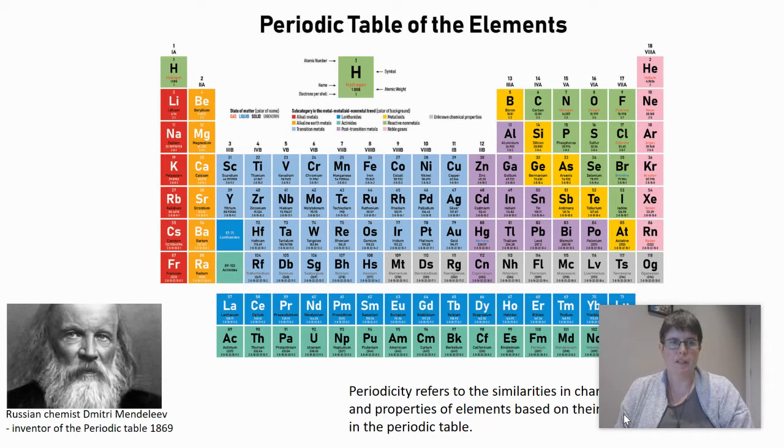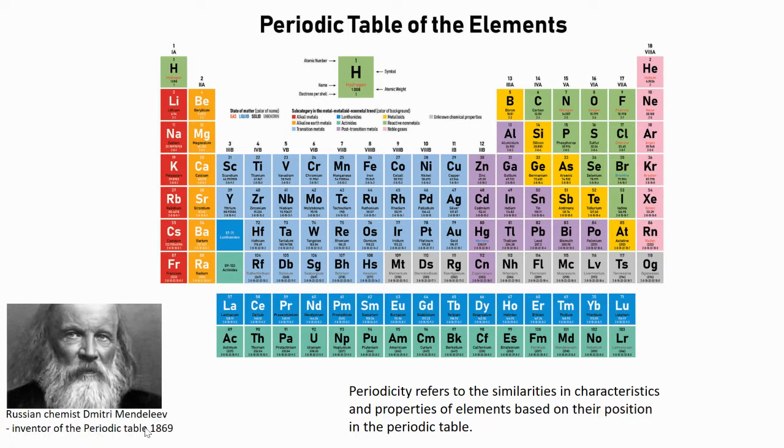So this is the periodic table, and it was developed 150 years ago by the Russian chemist Dmitry Mendeleev. And so he is the inventor of the periodic table.